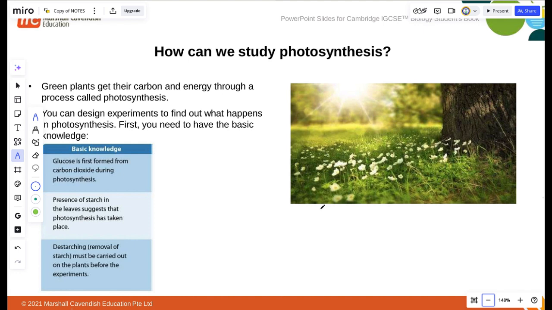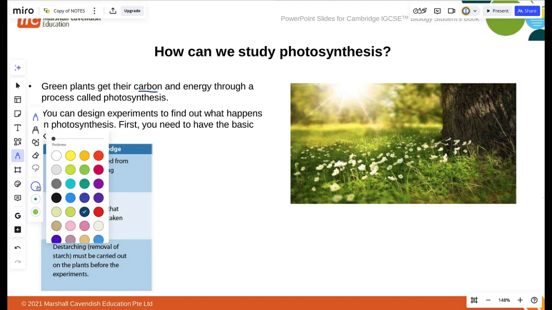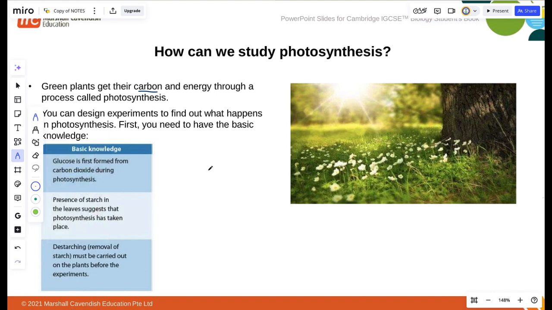Green plants get their carbon and energy through a process called photosynthesis. Yes, the green plant gets its carbon and energy through photosynthesis. During photosynthesis, the plant manufactures what? Glucose, which is the energy they will need, and they also manufacture oxygen. They get rid of the oxygen, but they get the carbon dioxide from the air, which is what they need to use for their photosynthetic process. Now let's move on quickly.